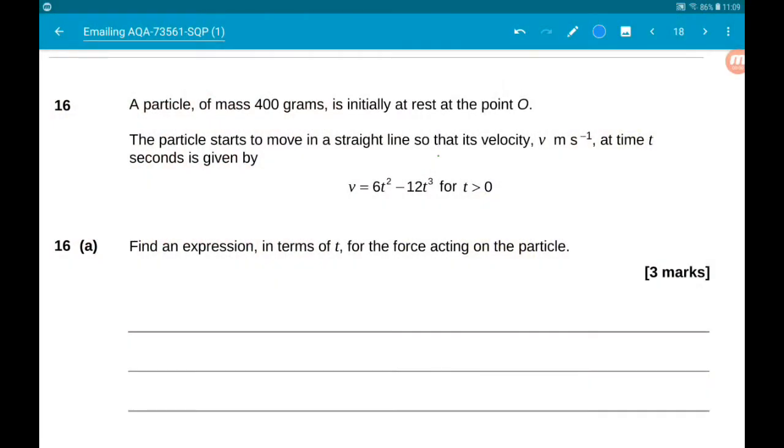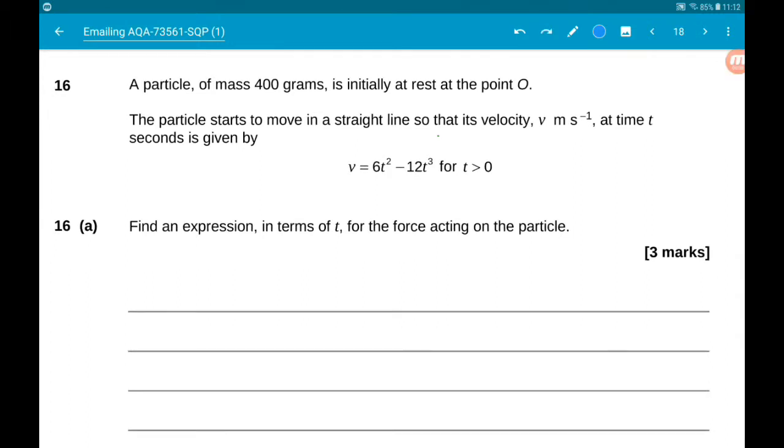Okay, question 16. A particle of mass 400 grams is initially at rest at the point O. It starts to move in a straight line such that its velocity, v meters per second, at time t is given by v equals 6t squared minus 12t cubed for t greater than 0. Part A wants us to find an expression in terms of t for the force acting on the particle.